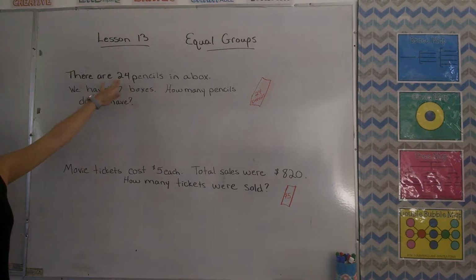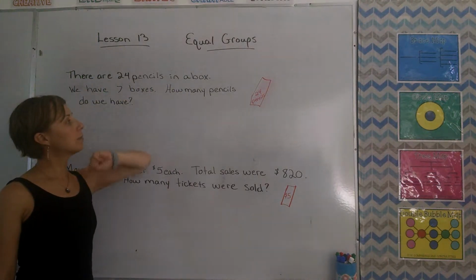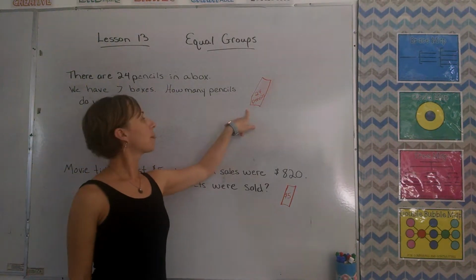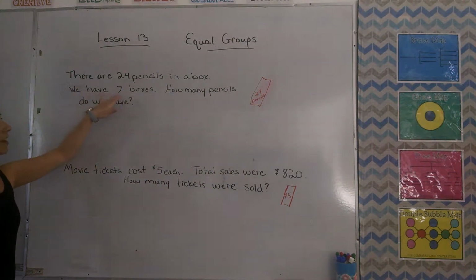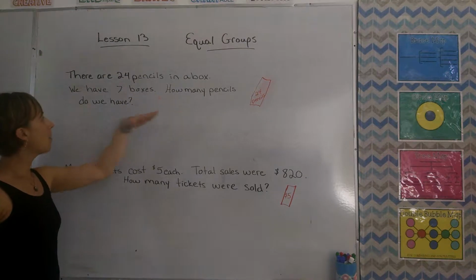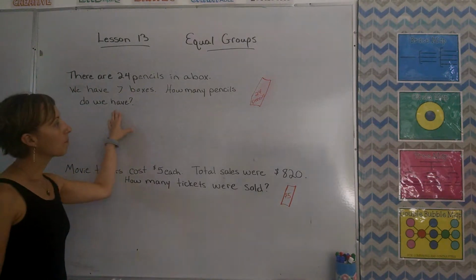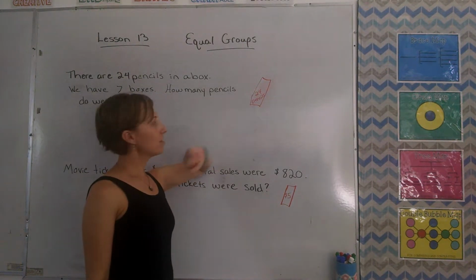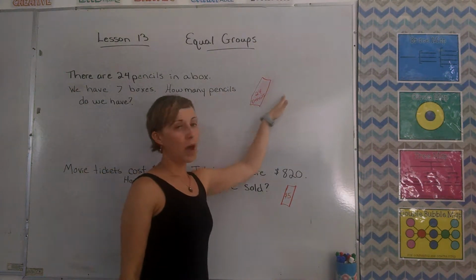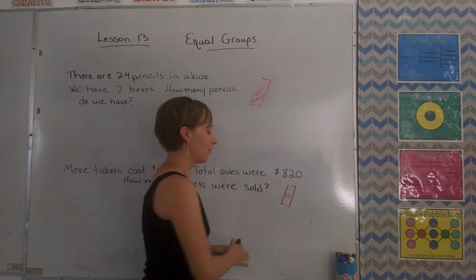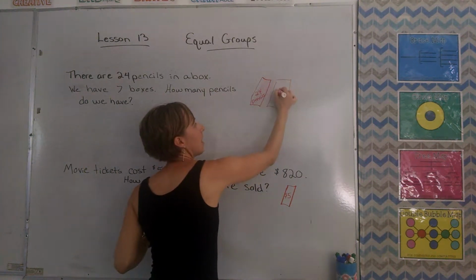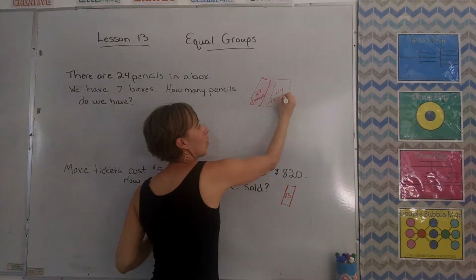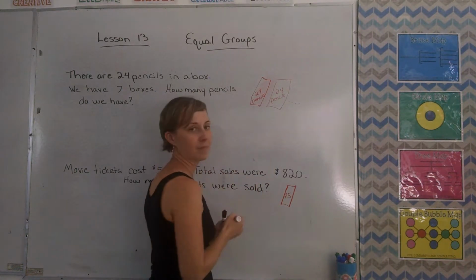First problem, there are 24 pencils in a box. Okay, so here's our box, and our box has 24 pencils in it. We have 7 boxes. How many pencils do we have in all? So one box would have 24 pencils. I could draw another box with 24 more pencils, and a 3rd box, and a 4th box, and so on and so forth, until I had all 7 boxes, and each of them would have 24 pencils in it.